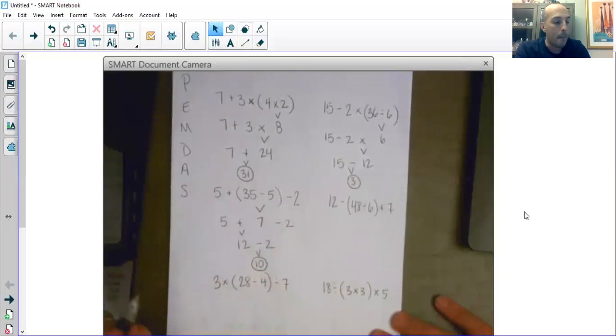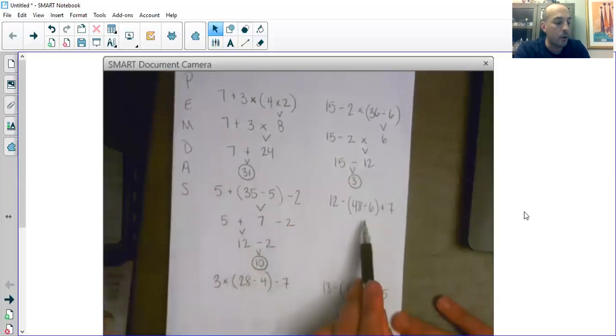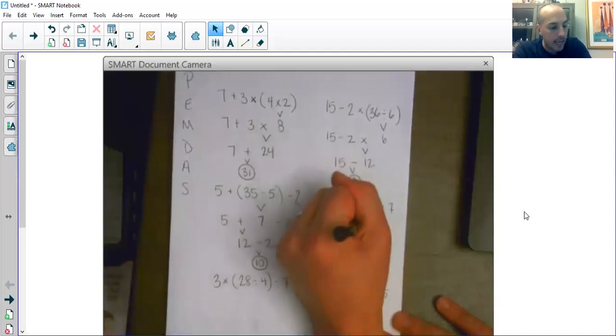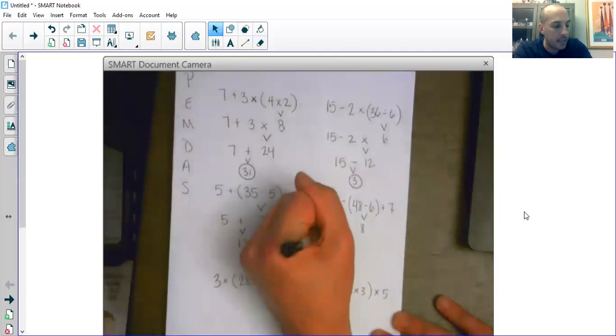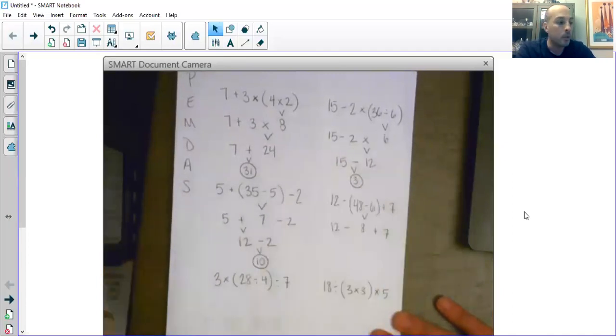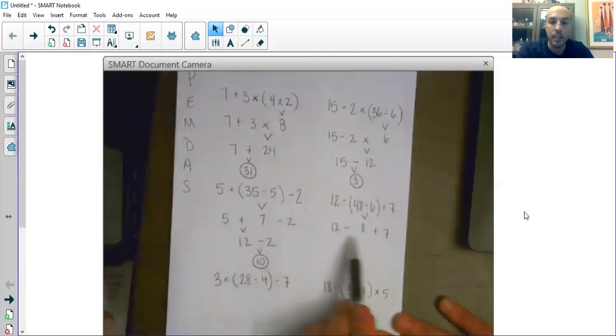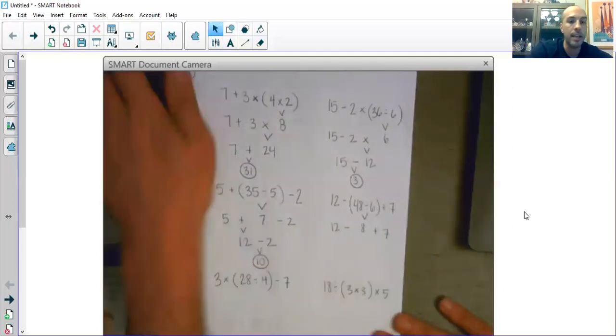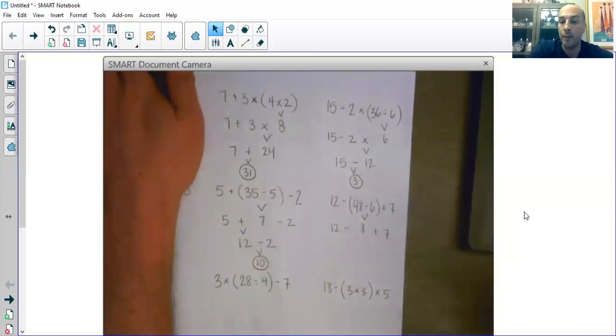Okay? Let's do this one again. So we have 48 divided by 6 is 8. Everything else comes down. So now I have 12 minus 8 plus 7. So I'm only left with addition and subtraction.